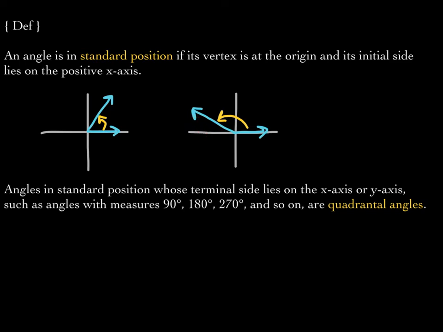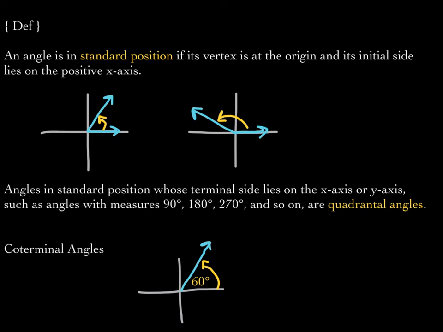Now, a quadrantal angle: angles in standard position whose terminal side lies on the x-axis or the y-axis, like 90 degrees, 180 degrees, 270 degrees, 360 degrees, and so forth, are quadrantal angles. Now, quadrantal angles are also in standard position, right? What's special about quadrantal angles is that the terminal side lies on one of the axes.